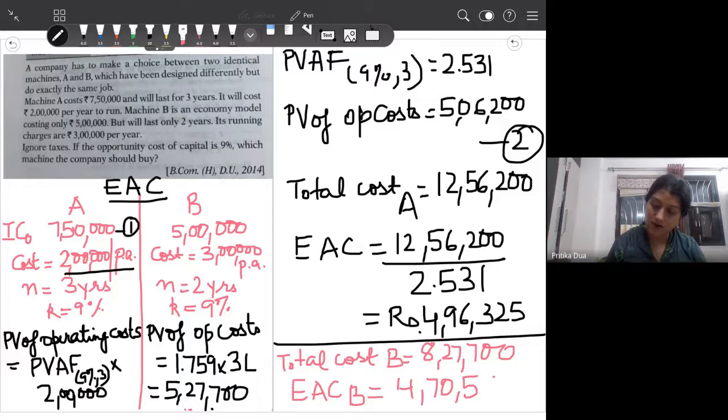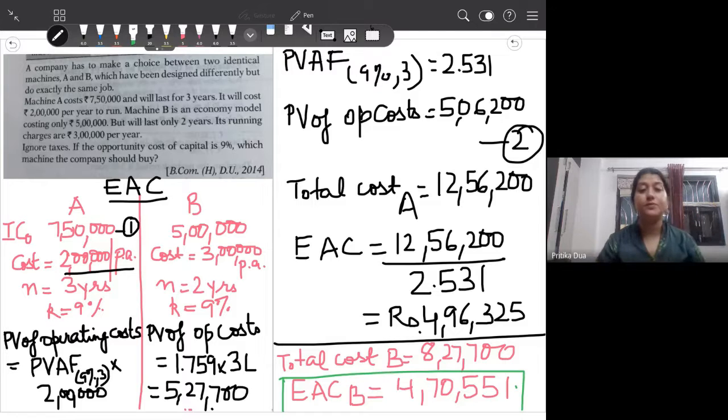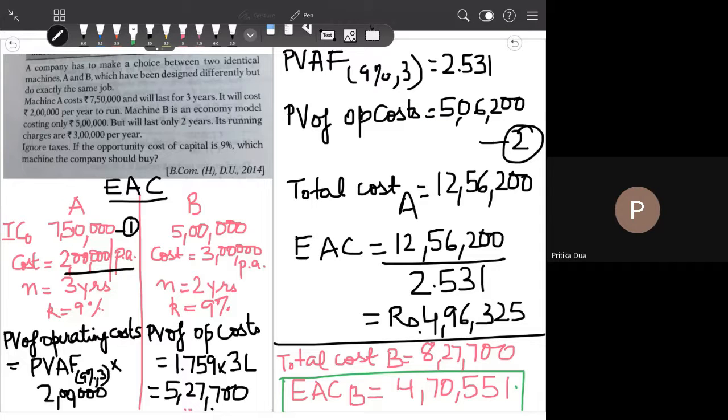So we can see here that it is project B with a lower annual cost that will be preferred over project A. So for project B, you can see that the annual cost to the firm turns out to be lower and hence it will be preferred over project A. Please have a look at the working. If there's any doubt, you may ask.